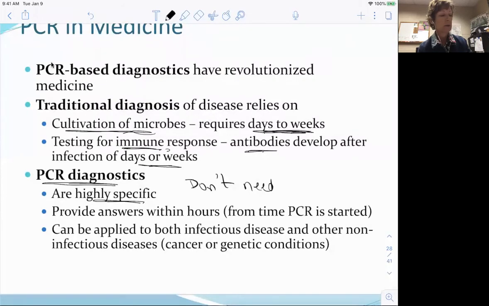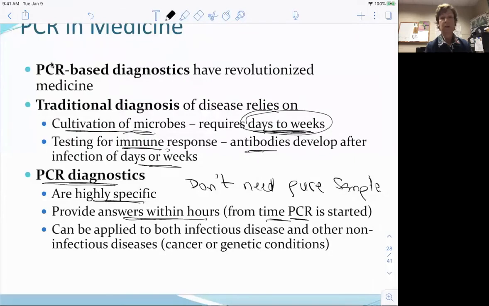So in many microbiology techniques, you have to get a pure culture to go about your identification, but you can take a mixed sample. You can take blood, sputum, you can take urine, anything you want, as long as you have the primer. So you do have to know what you're going after. That's the important thing. But you can get the answer within hours from the time the PCR started. So whatever time it takes to get to the lab and set up the reaction. But once you get it going, you get that answer within hours versus the days to weeks on these other methods.